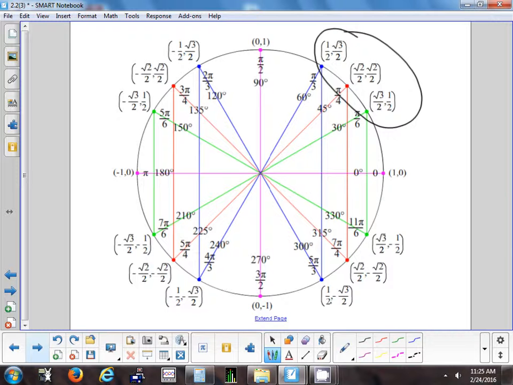And don't forget about the simple coordinates, like 1, 0, 0, negative 1, negative 1, 0, and 0, 1. All right, so if you know the quadrantal ones, those are easy to remember. And these 3, that covers everything on the circle.